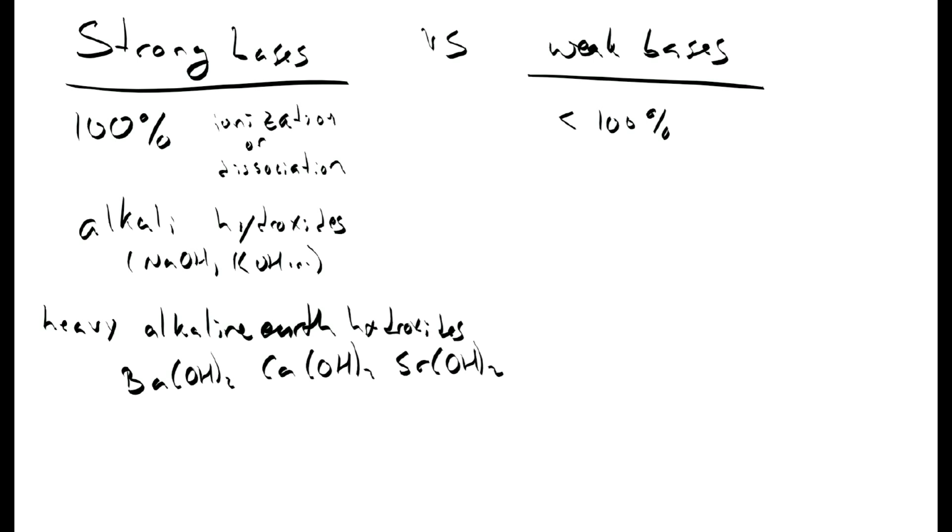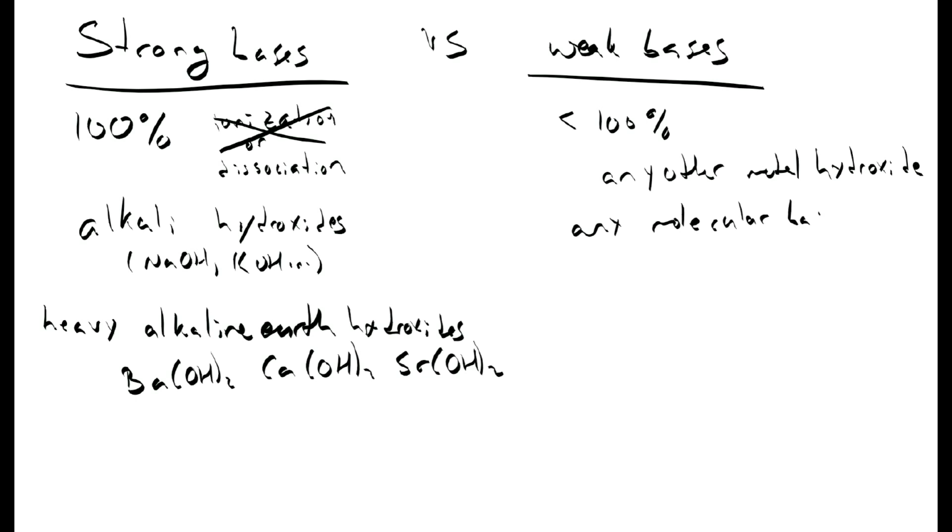Okay? So really, ionization doesn't come into it, it's just dissociation. They're all perfectly soluble in water. Okay? So they break up 100%. Okay? The weak bases are any other metal hydroxide and any molecular base. So when I say molecular base, I mean any covalent compound that acts as a base.